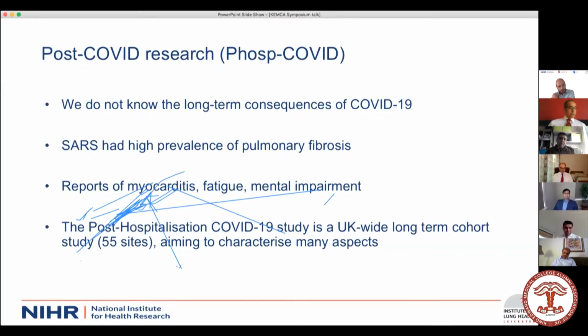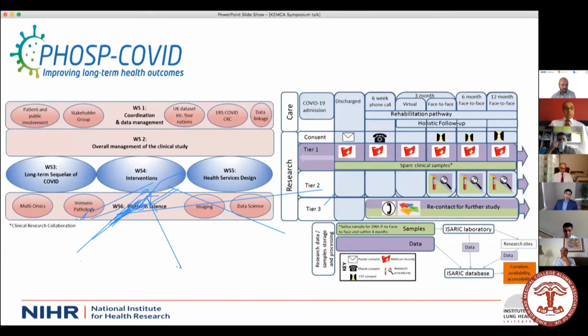We know that SARS had a high prevalence of pulmonary fibrosis, but as the previous talk goes, there's lots of non-pulmonary effects. So we've seen lots of myocarditis, we see huge amounts of fatigue and mental impairment, and there may be even worries around things like direct cognitive impairment to the brain as well. So the PHOSP study will be aiming to characterize these many aspects.